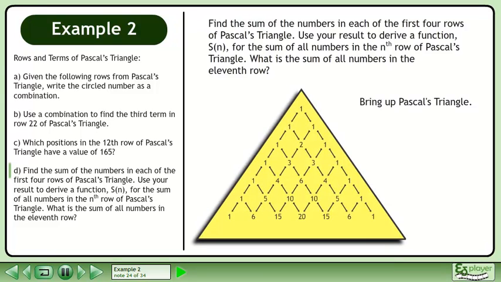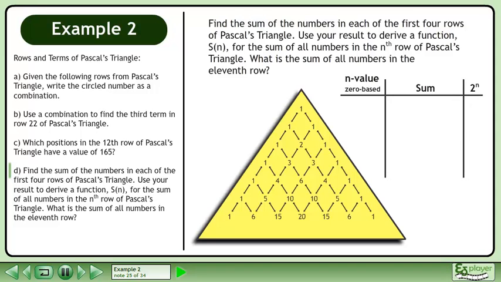Bring up Pascal's triangle. Create a table with columns for the zero-based n value, the sum, and 2 to the power of n. In the first row, n equals 0 and the sum is 1, or equivalently 2 to the power of 0. In the second row, n equals 1 and the sum is 2, or equivalently 2 to the power of 1.